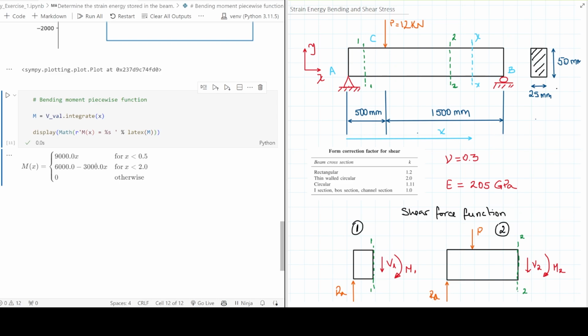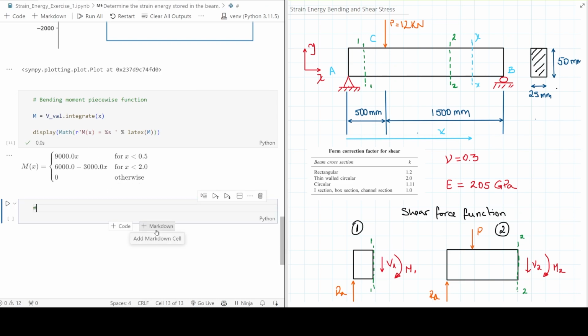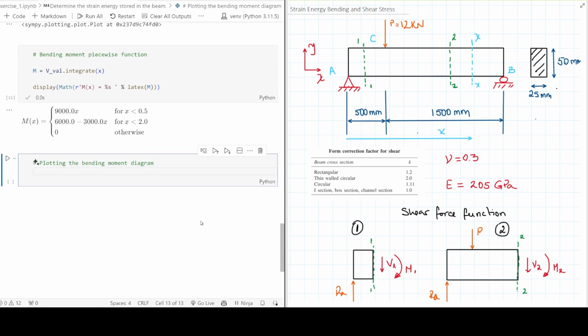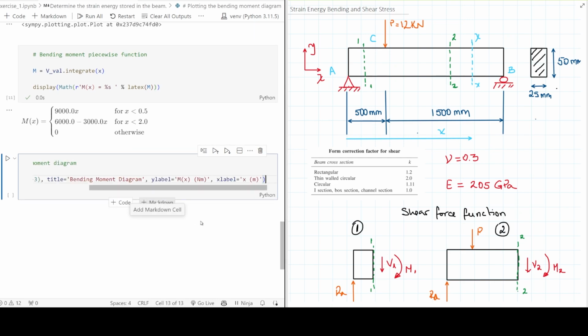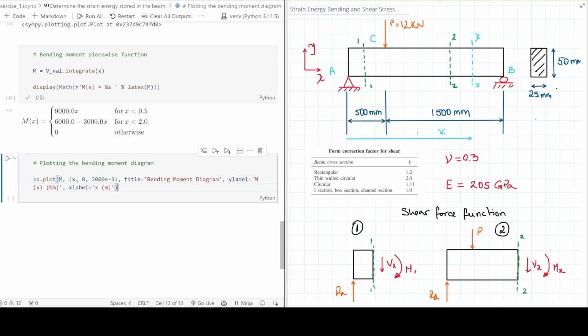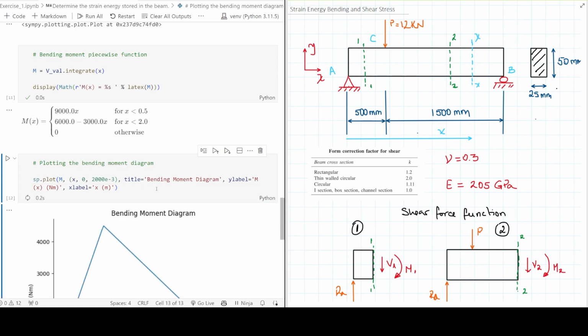Awesome. Now let's plot also again, in the bending moment diagram, also using the plot inbuilt function of SymPy. So let's see, we need to plot M. This is this function from x that varies from 0 to 2 meters, and then the title, labels, everything fine. So let me run it.